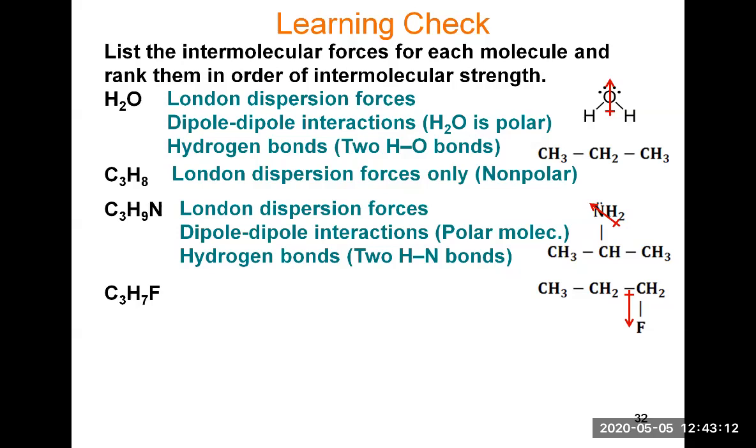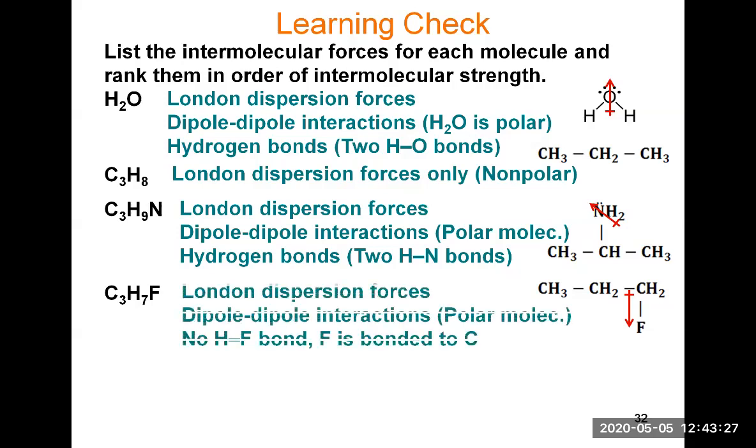Now, do we have hydrogen bonding? For hydrogen bonding, we need hydrogen to be bonded to oxygen, nitrogen, or fluorine. And here we have fluorine, but hydrogen is not bonded to fluorine. So hydrogen bonding is not possible, because the fluorine is bonded to carbon. So no hydrogen bonding for this molecule.